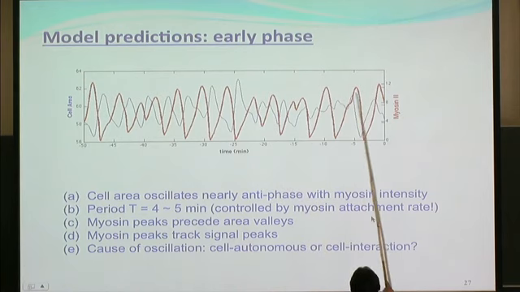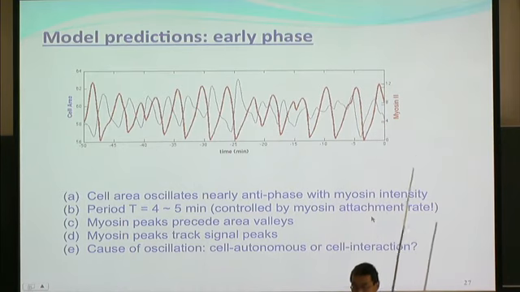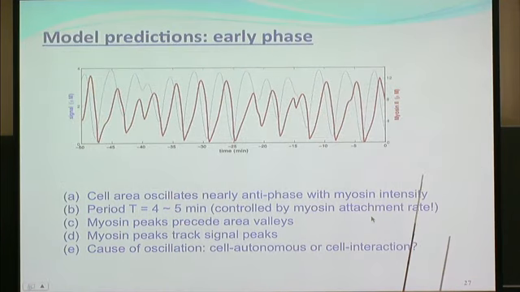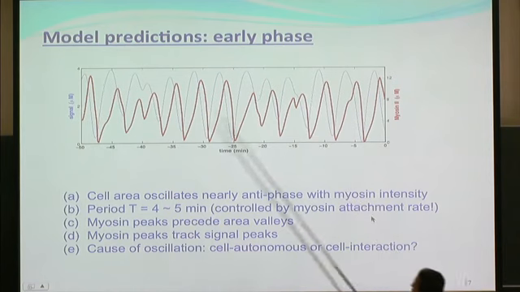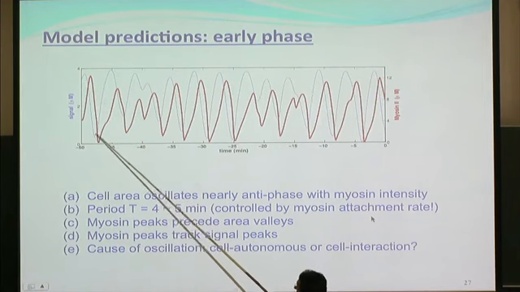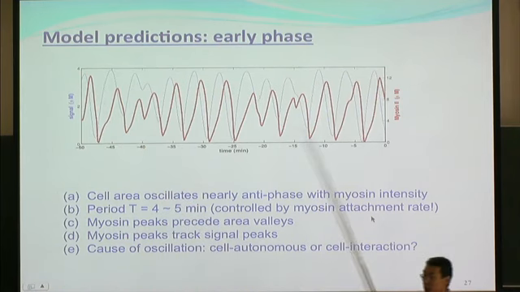Okay, so the myosin peak seems to precede the valley in the cell area. That's similar to what we've seen before, like here. So that feature seems to be there in the model as well. And also, you will see a correlation between the signal, that's the blue curve in this plot. The signal seems to precede the myosin level in the cell through the oscillation as well.